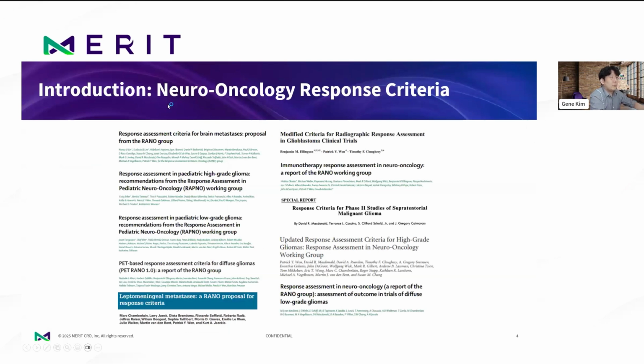So just an introduction to the neuro-oncology response criteria. There have been many developments and adaptations for different types of therapies or subpopulations, such as pediatrics, immunotherapy, high-grade, low-grade, and brain metastasis. There is a lot of work done by the RANO working group, with criteria well tailored to each specific scenario. I just wanted to give you a snapshot. There are various response criteria to be considered for the specific studies that you are designing and working on.